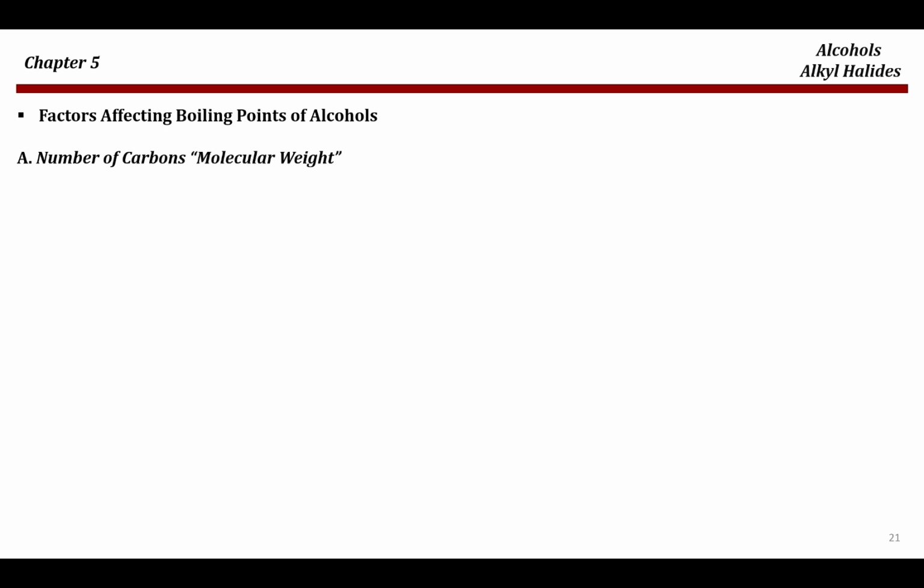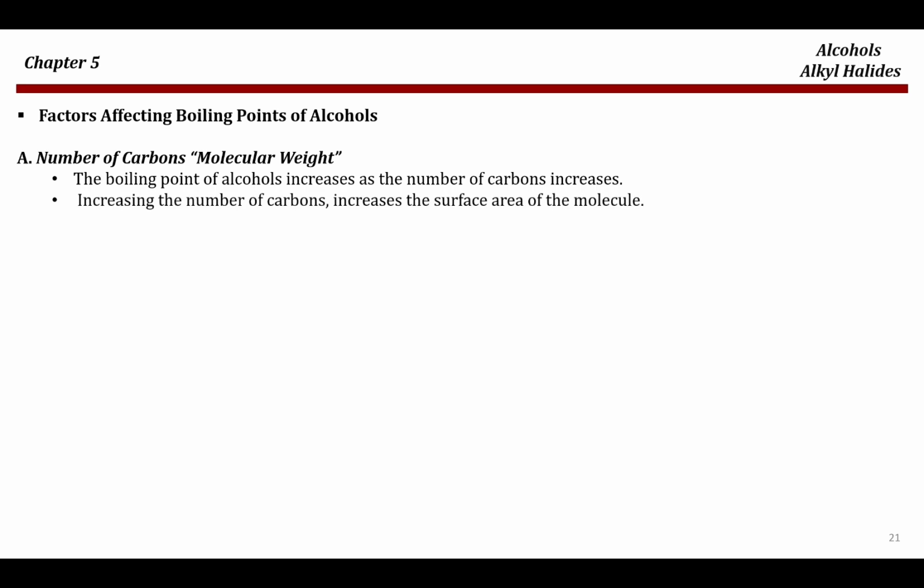So what are the factors which affect the boiling point of alcohols? The first factor which should be taken into consideration is the number of carbons, or the molecular weight. The boiling point of alcohols increases as the number of carbons increases. So whenever you are given a number of alcohols and you are supposed to arrange them according to their boiling point, the first thing you should do is find the total number of carbons in the alcohol. And as the number of carbons increases, the boiling point increases.